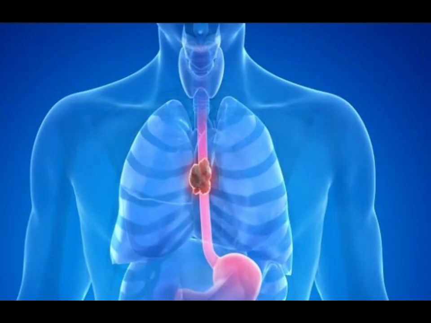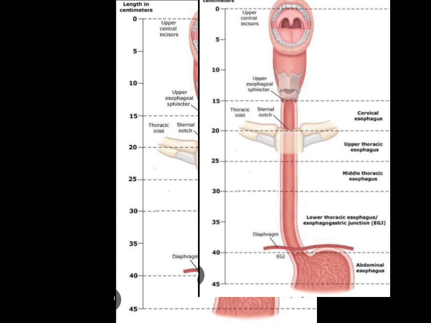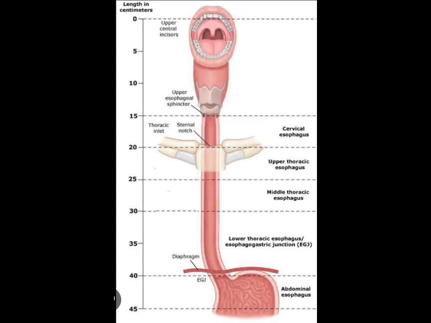When we start from the definition, the esophagus is the muscular tube that carries food from mouth to stomach. Its length is 25 centimeters. It starts from the lower border of the cricoid cartilage at the level of the C6 vertebra and ends at the cardiac opening of the stomach at the level of the T11 vertebra.